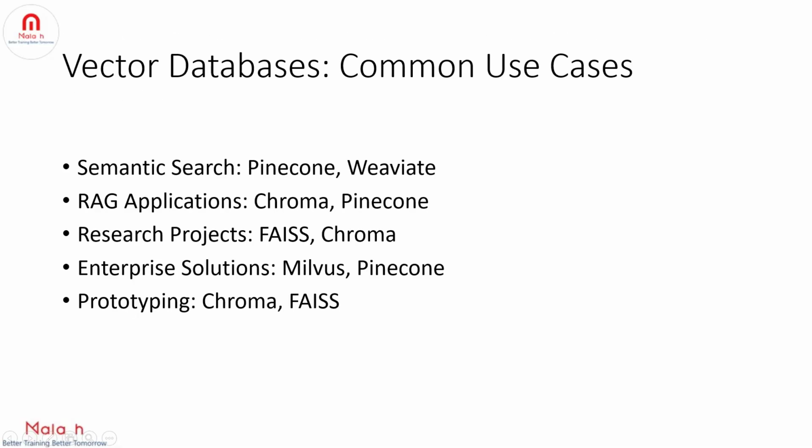And what are some of the common use cases? So if you are building a generative AI application that requires semantic search, then you go for Pinecone or Weaviate. For RAG applications, Chroma database or Pinecone database. So we have already seen how to use Chroma database when building RAG application. And for research projects, Chroma database or FAISS. And for enterprise solutions, Milvus or Pinecone. For prototyping, that is proof of concept projects, you can go for Chroma database or FAISS.